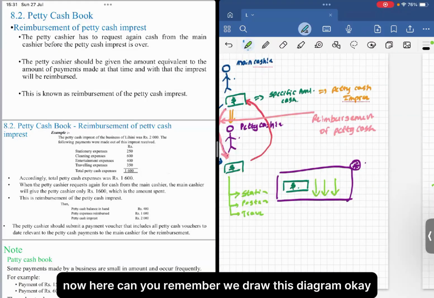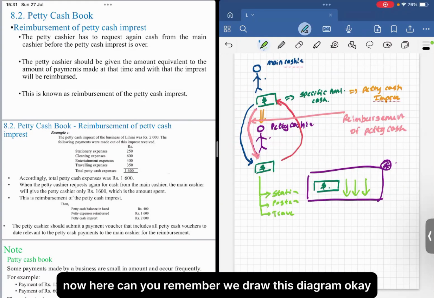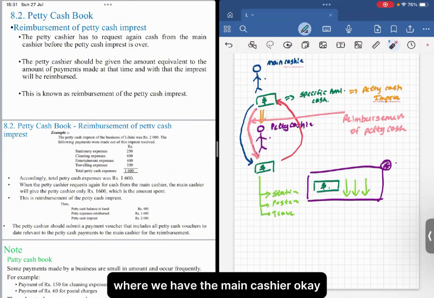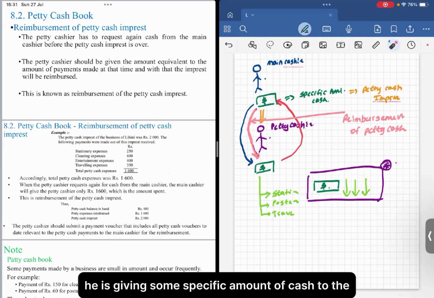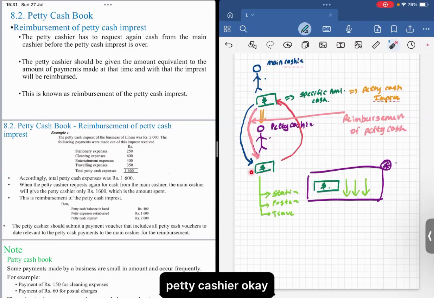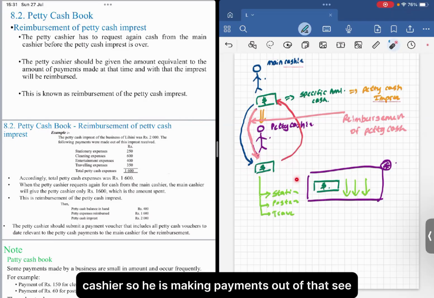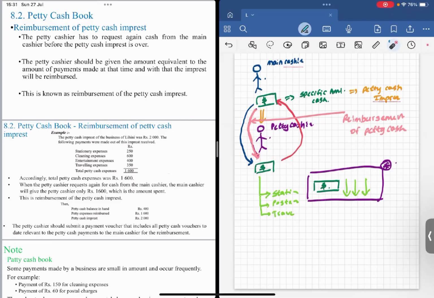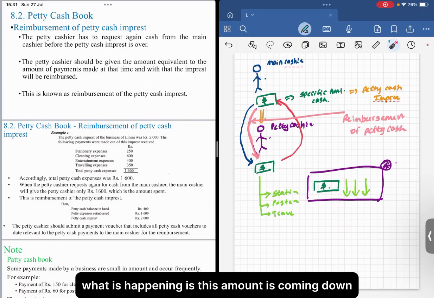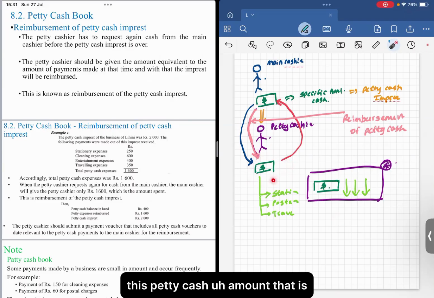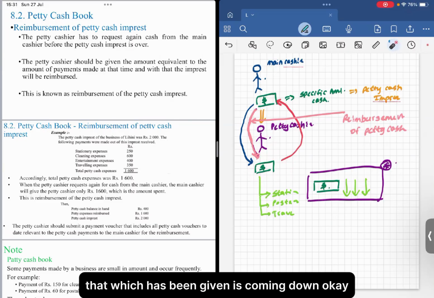Now, can you remember the diagram we drew, where the main cashier is giving a specific amount of cash to the petty cashier? He is making payments out of that, and with that, this petty cash amount which is being given is coming down.